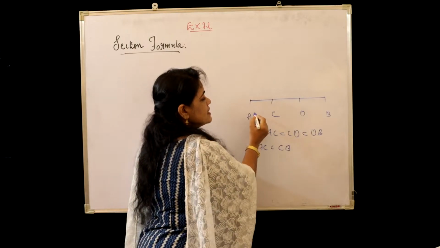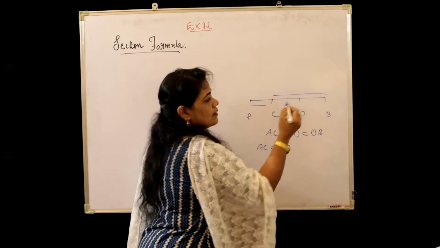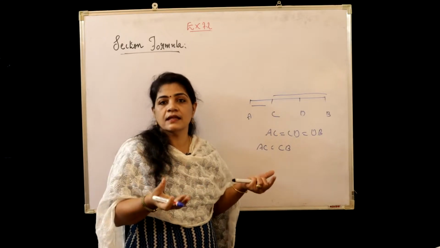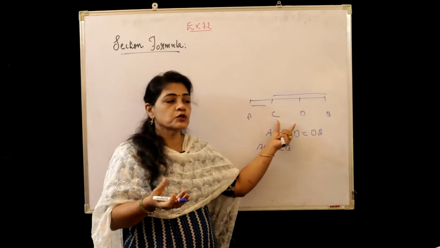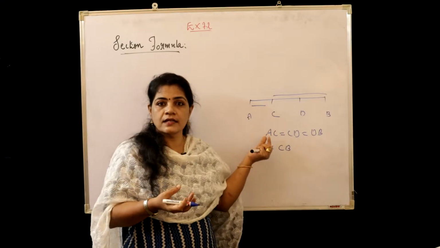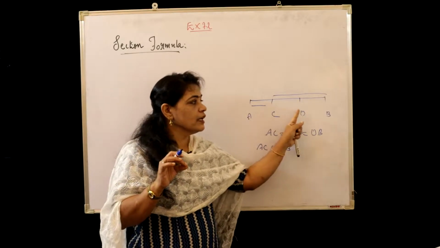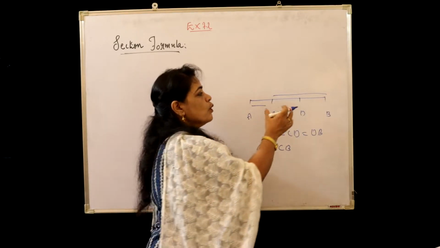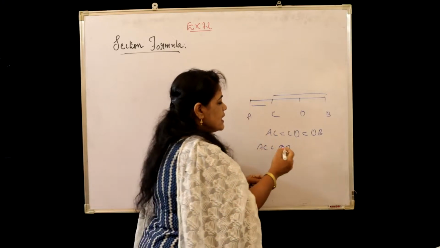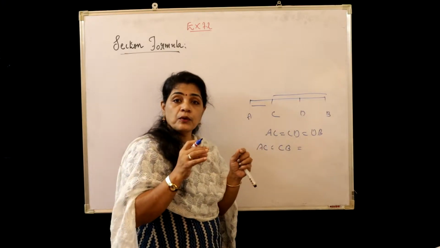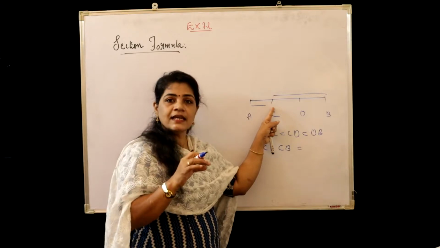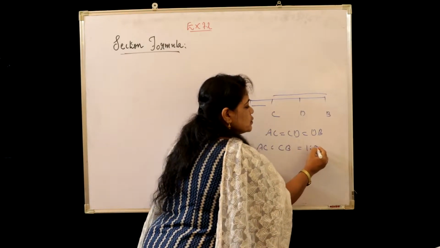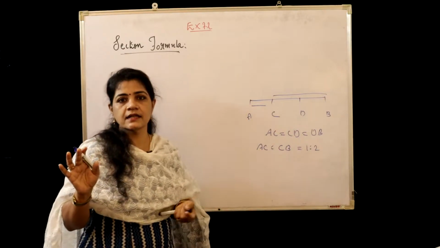See children, this is AB and this length is CB. Then what is the ratio? Here the sum of the ratio is 3. Out of this, 1 part is for AC, so 1 is to, and the remaining 2 parts, CD and DB, are for the whole length CB. That means the point C divides AB in the ratio 1 is to 2. Is it clear, children?